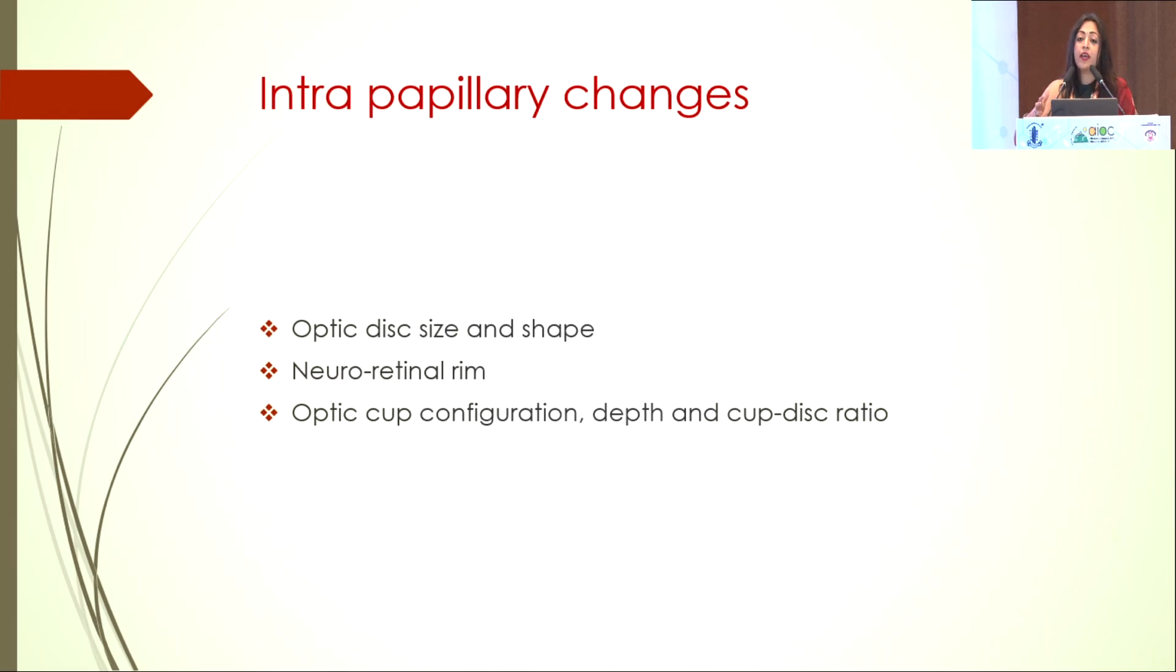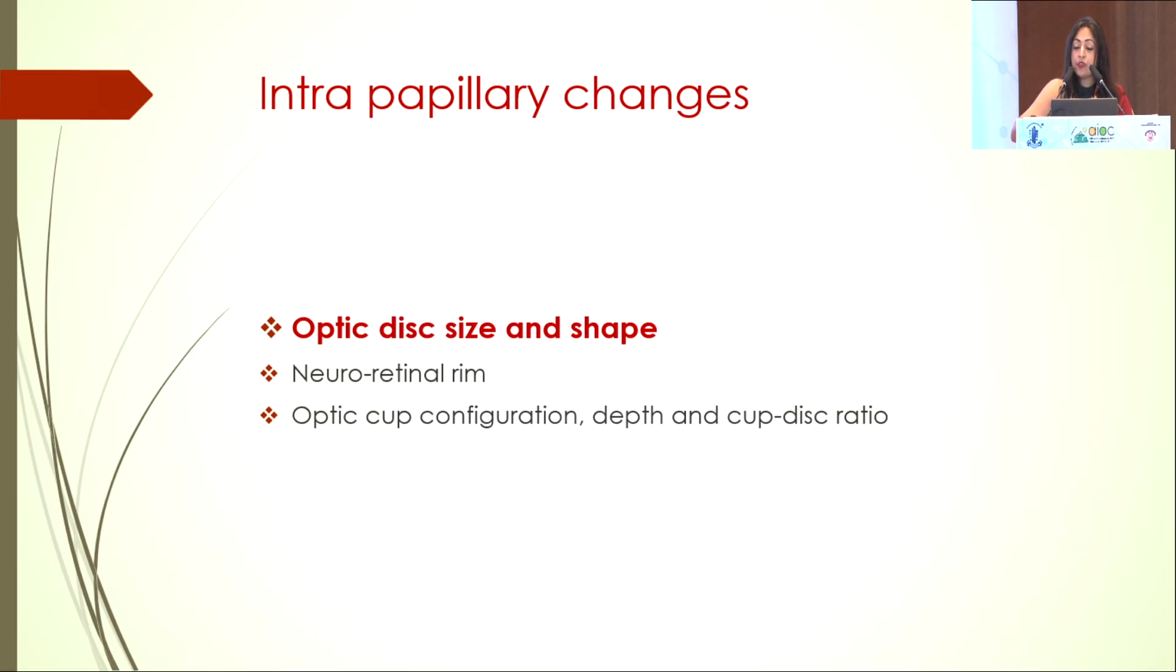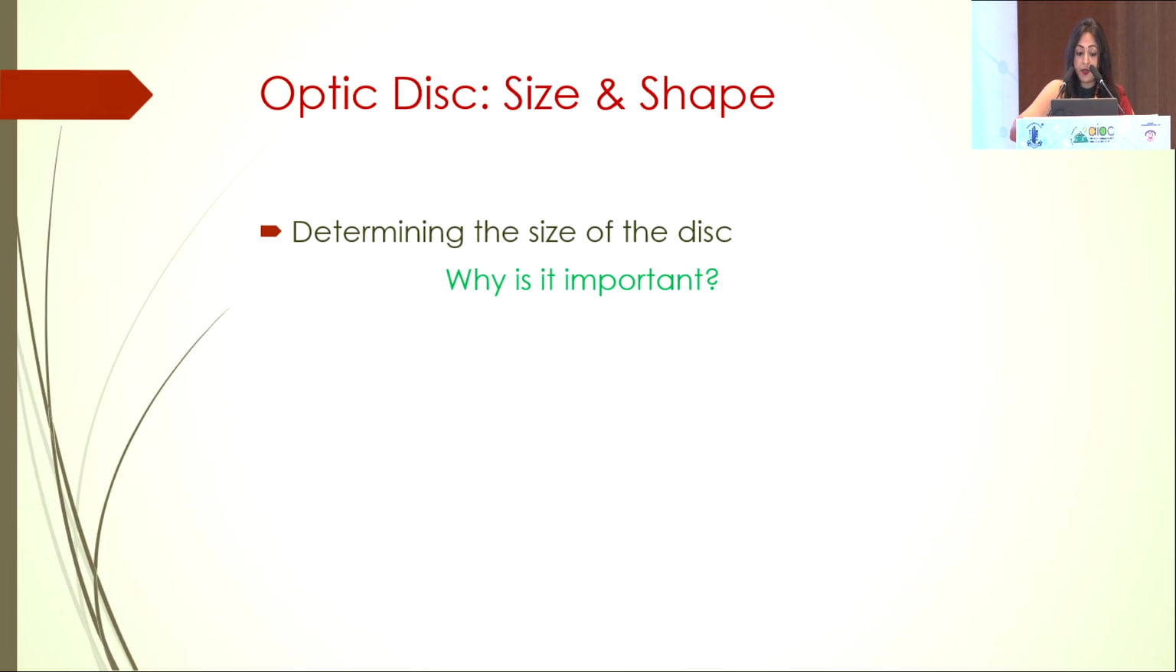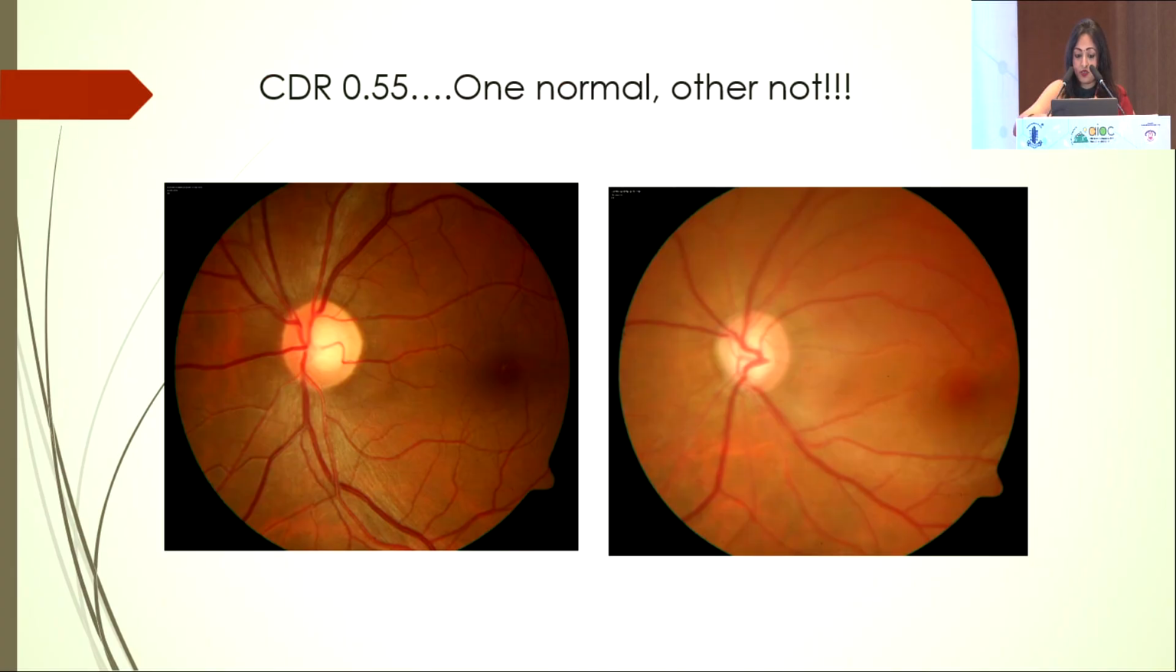So let us look at few of the changes that may happen in glaucoma. I've divided the changes into two parts, intra and peripapillary changes. The first one is the optic disc size and shape. Why is it important to actually look at the size of the disc? That's because a small disc will have all the axons compacted together. Any focal damage will lead to higher loss of the axons.